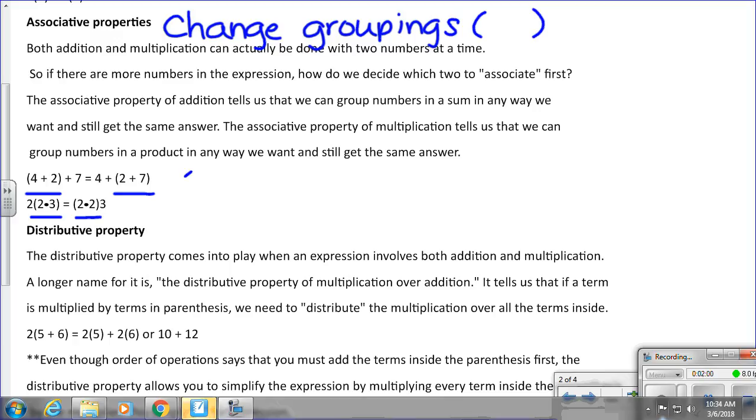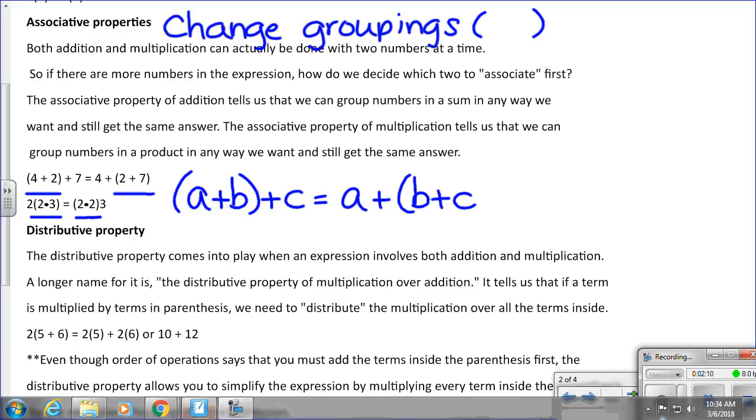So seeing this with algebra, I could use A plus B plus C would equal the same as A plus B plus C in parentheses. That's with addition. We could also have that with multiplication and variables, and we would see that as A times B times C is the same as A times B times C. Again, I'm just changing the grouping. I'm changing what is seen inside of the parentheses.